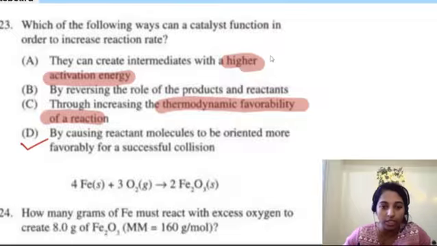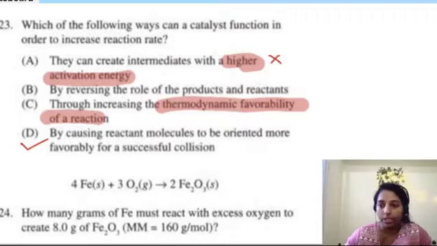First one, higher activation energy, no way, right? That's not possible. And then B, reversing the role of reactant and product. We didn't study like that, isn't it? Then C, thermodynamic favorability means they were talking about spontaneity. We know that a catalyst and spontaneity have no relationship, correct? A catalyst is related to kinetic favorability, the rate of the reaction, not the spontaneity of a reaction. So C option also you do not want to take, and D option, yes, definitely the orientation, it will be favorably oriented so that they can do more successful collisions.